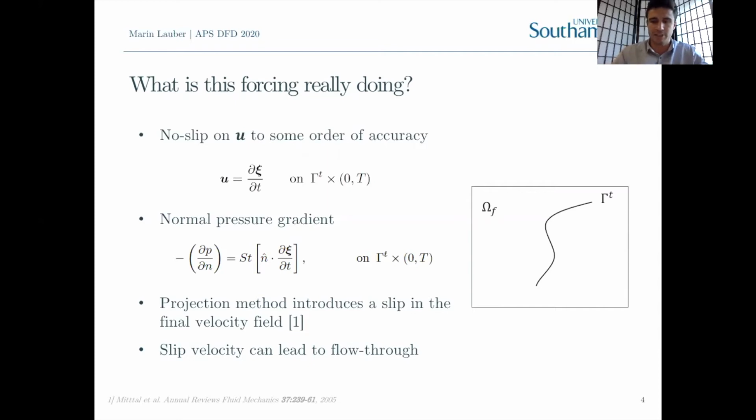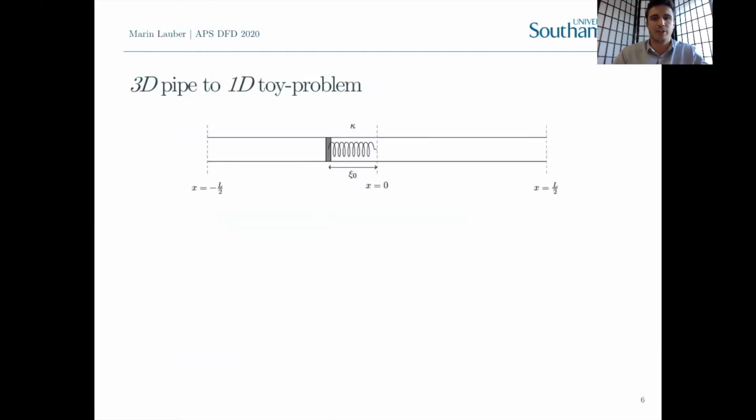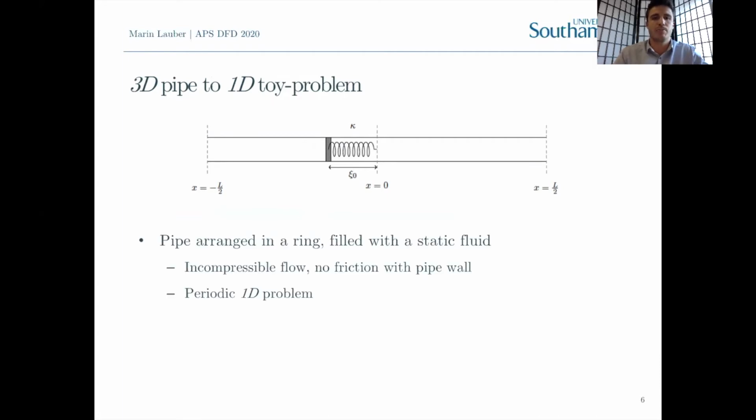So how can we actually test all this? The idea here was to build a very, very simple one-dimensional problem. We can collapse a 3D pipe to a very simple 1D problem by connecting the pipe into a ring and assuming that the fluid has no friction on the side of the pipe. So the fluid is inviscid and incompressible, and this collapses to a 1D periodic problem with incompressible flow. We can then place a piston inside this pipe and attach the piston to a spring or a mechanism to simply move this piston.